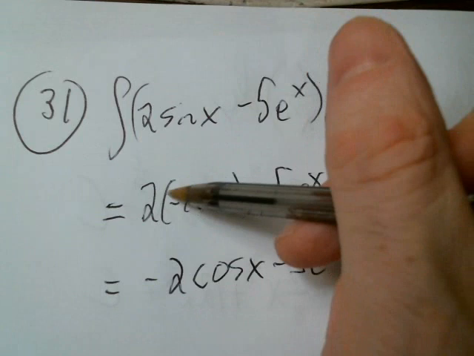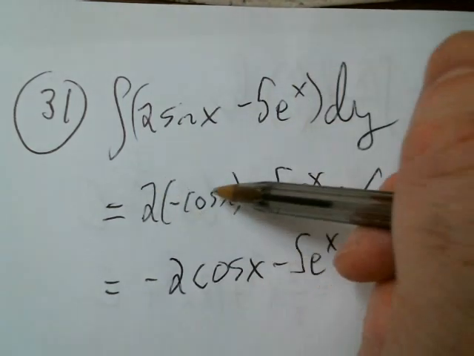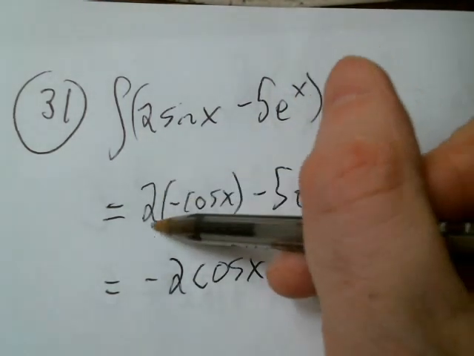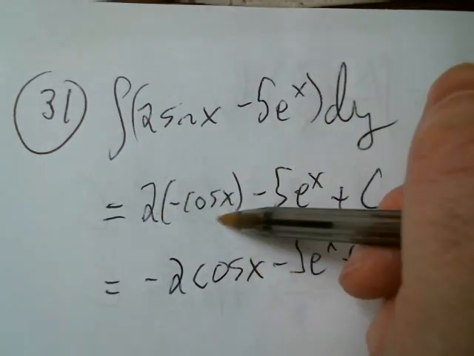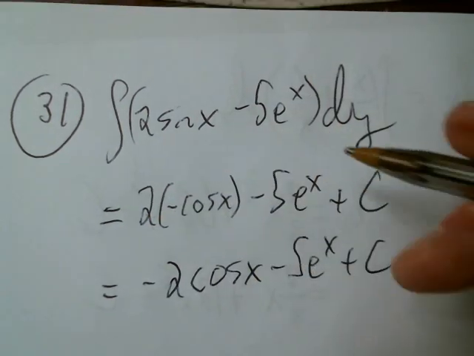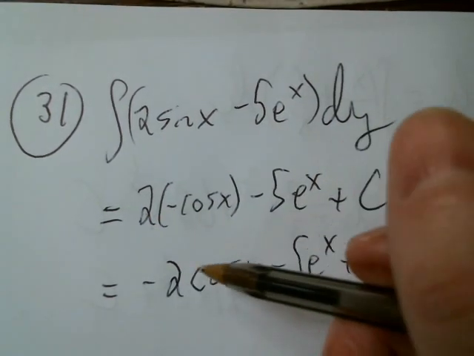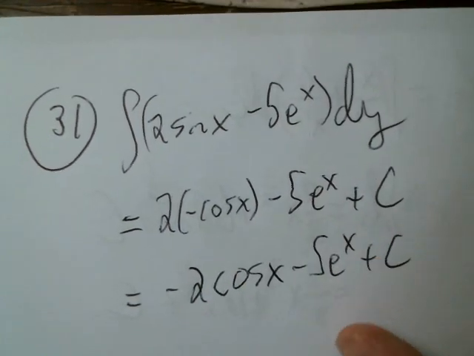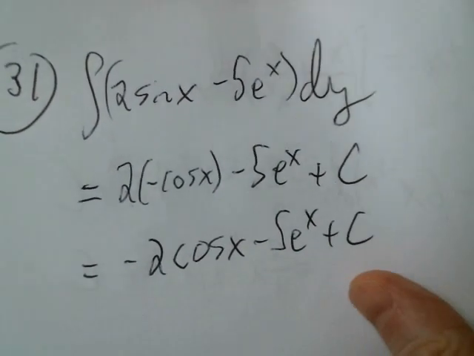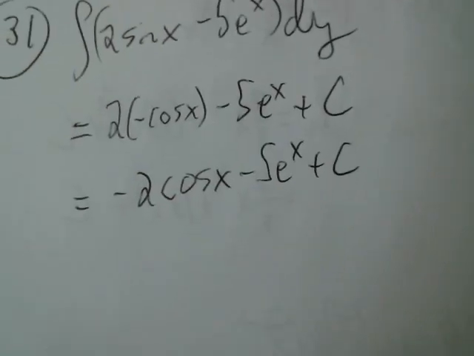Please don't write this without parentheses. You have to have those parentheses, or it looks like you're writing 2 minus cosine x. You may know what you mean, but I'm not going to know what you mean, and that's a big problem. Communication is so important, so just make sure you're being careful.